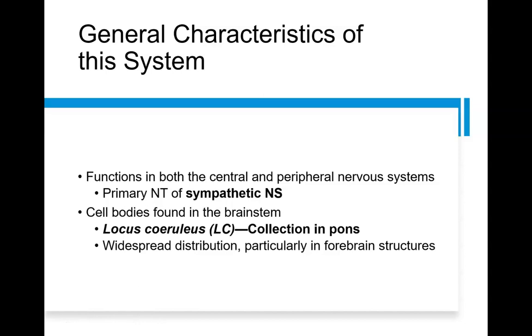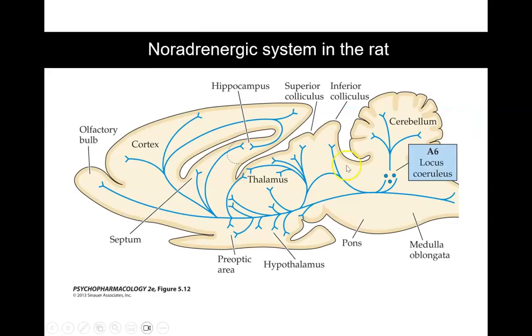Now, compared to the dopaminergic pathways, there is a widespread distribution of noradrenergic pathways, particularly when we're talking about the forebrain and the cerebral cortex. So here you can kind of see the noradrenergic system in the rat. Here's our locus coeruleus. We have terminations in the cerebellum, the pons, the medulla, the midbrain, the inferior and superior colliculus, the thalamus, the hypothalamus, the limbic system, and the cortex. So you can see that we have a significantly more widespread distribution here than we did with our dopaminergic pathways.